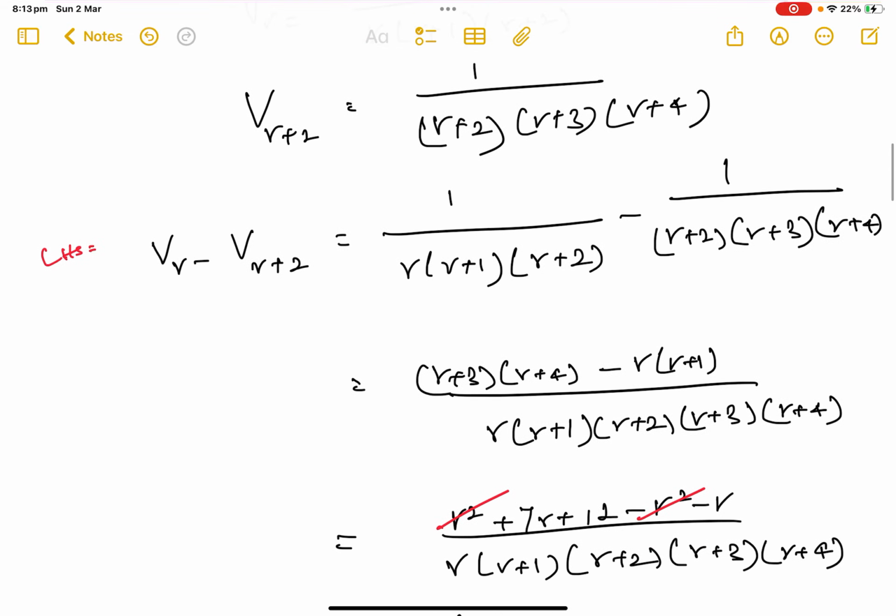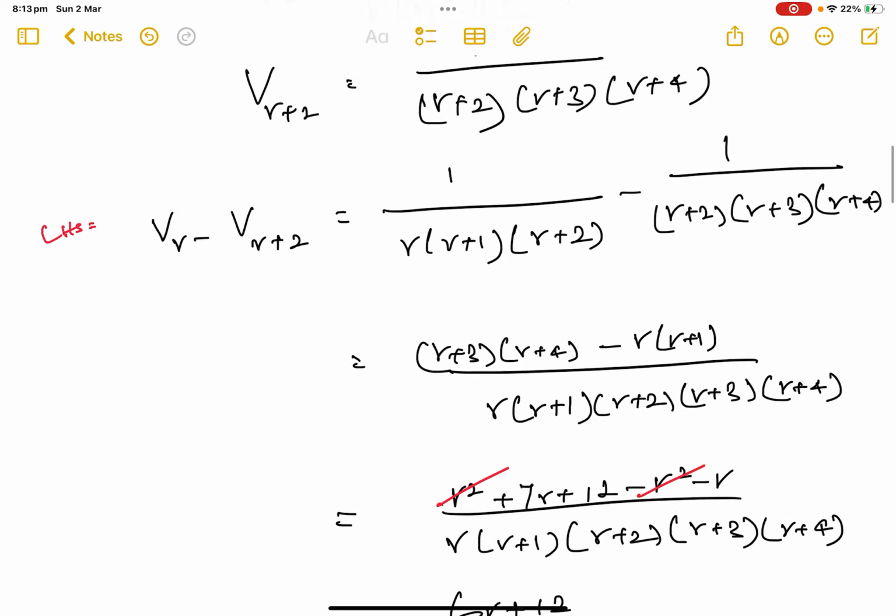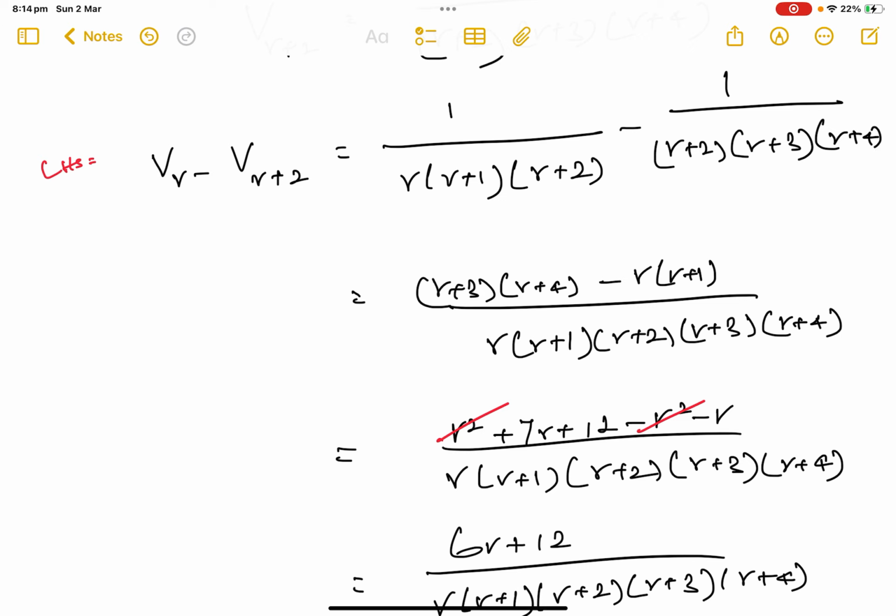We know them both. It's 1 over r times (r plus 1) times (r plus 2), minus 1 over (r plus 2) times (r plus 3) times (r plus 4). And take the LCM: r times (r plus 1) times (r plus 2) times (r plus 3) times (r plus 4). And of course we have r plus 1, r plus 2 here, and what we have is (r plus 3)(r plus 4) minus r times (r plus 1)... wait, minus r(r plus 1) there, so all we have is r times (r plus 1).